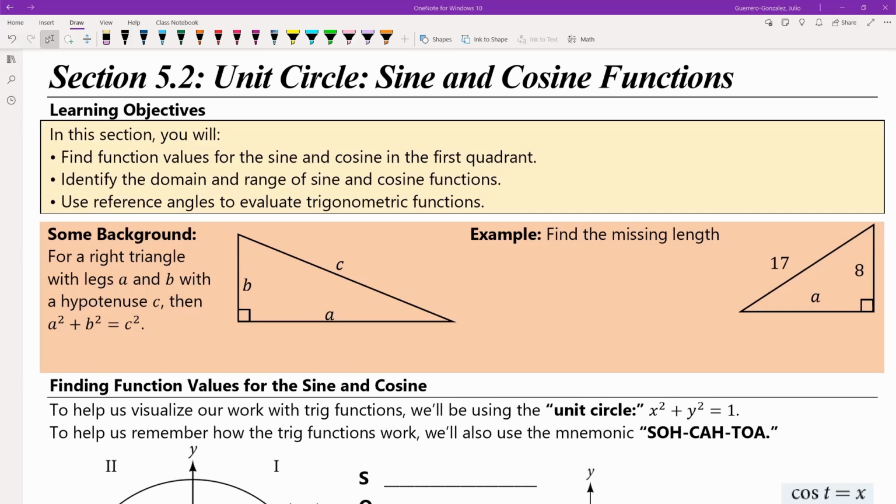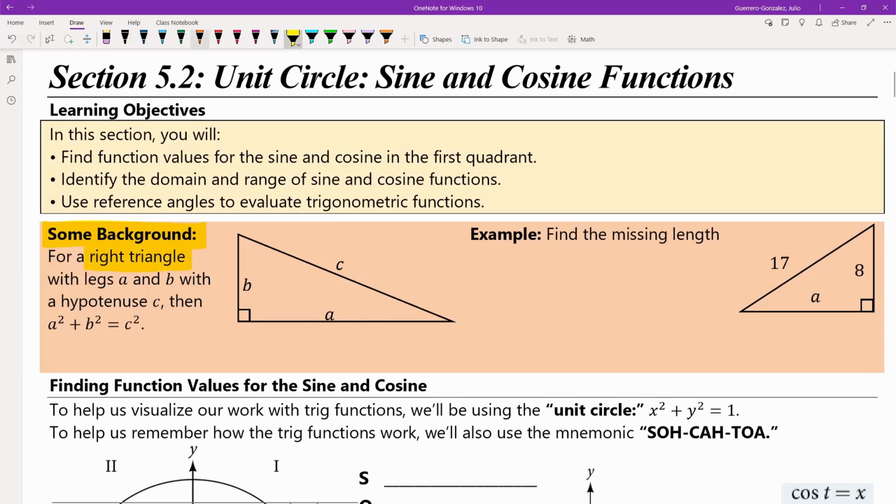Okay. In this section, we're going to cover essentially the basics, the absolute foundation for trigonometry, and that is the sine and the cosine function. So the first thing that I need to cover is this right here. First of all, note that this is supposed to be a right triangle.